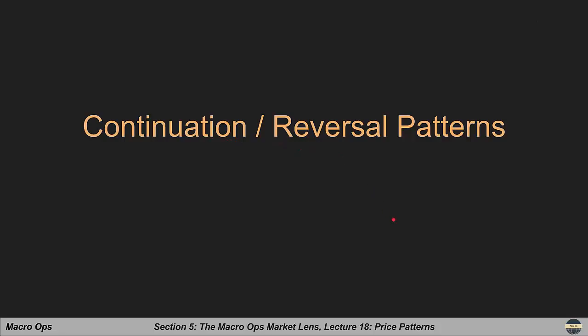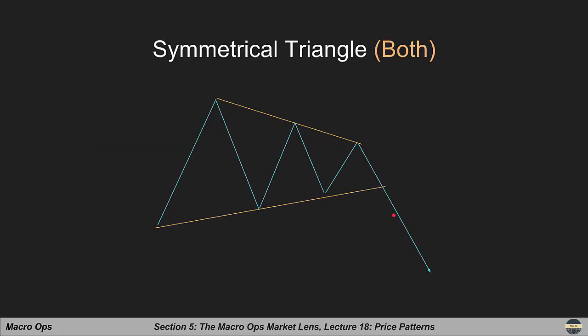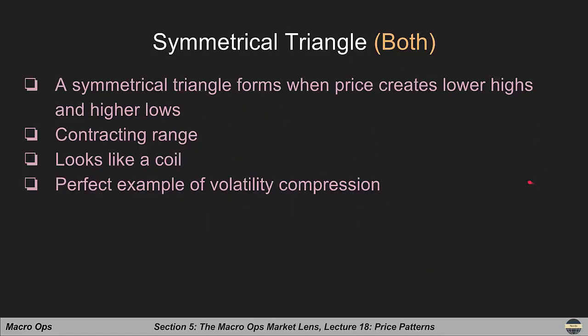So now let's get into continuation and reversal patterns. Here's the symmetrical triangle, where we have a slanted line on each side of the consolidation, and this can break out either way. The key with the symmetrical triangle is that we get a contracting range and it looks like a coil.